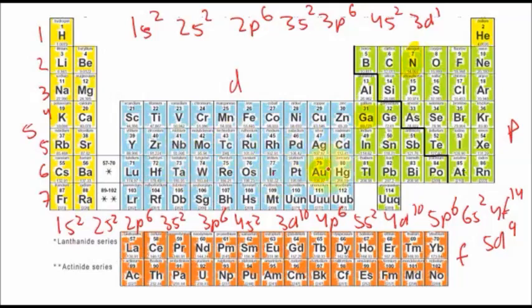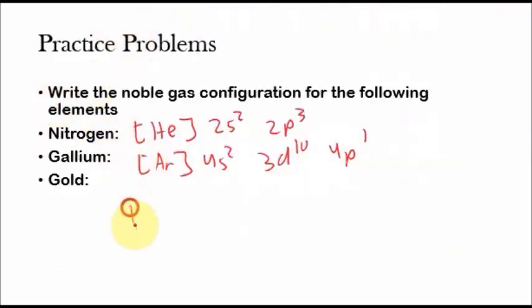Okay, and then this is also going to save time for gold. Gold is all the way over here, so we just look at the noble gas which comes before gold, which is xenon. So we just say xenon, which is indicating the electron configuration all the way up to xenon. It's just kind of like abbreviating it there. And then from xenon we can start writing the rest.